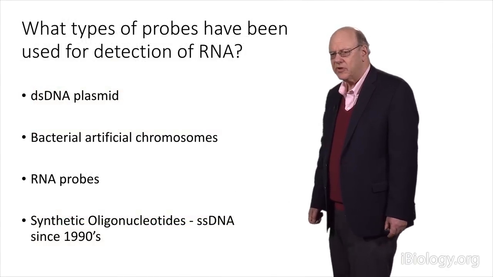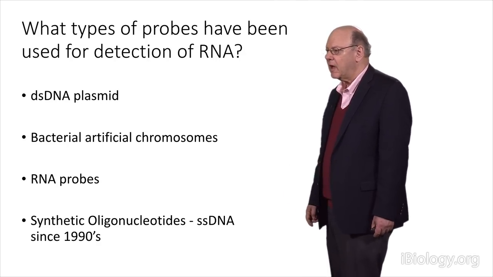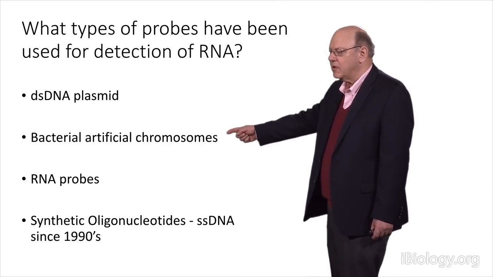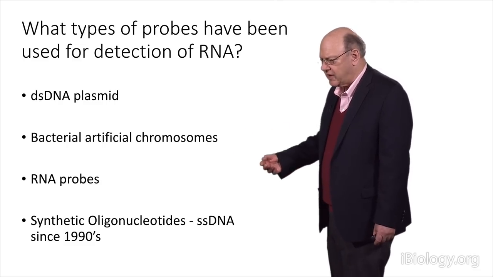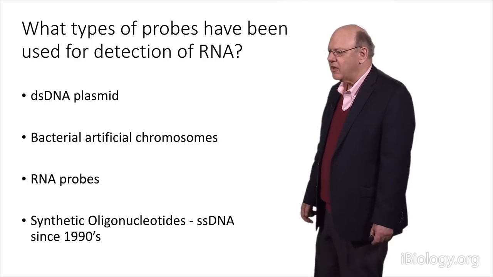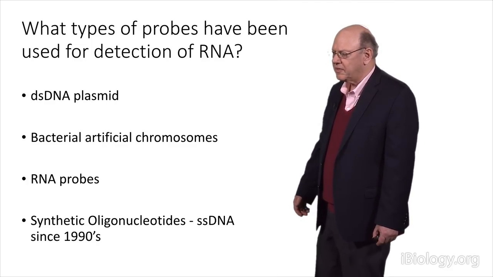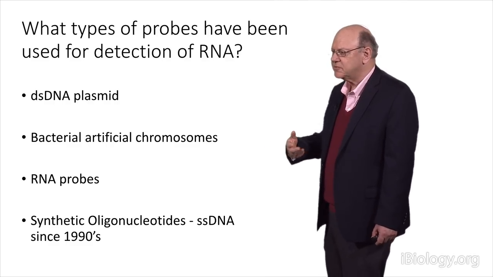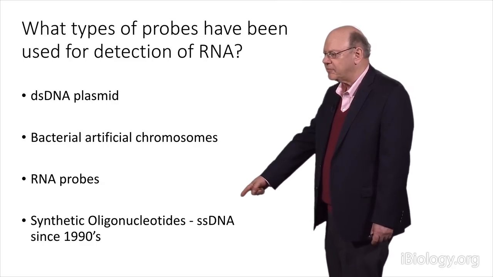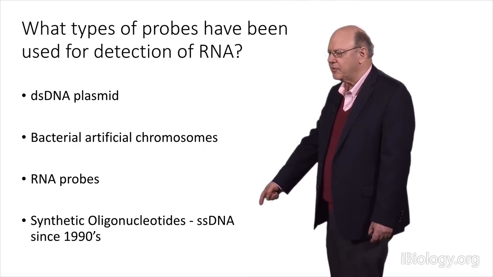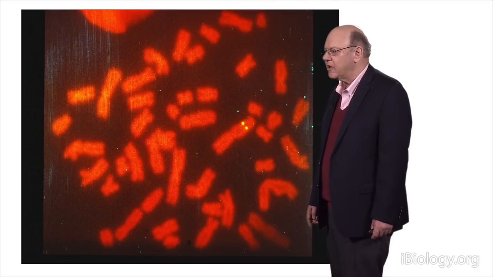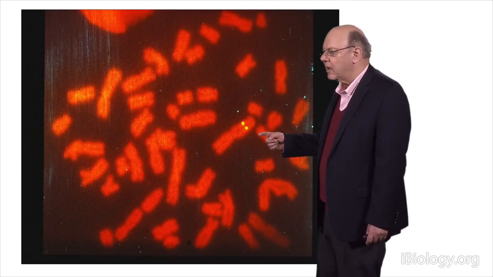So originally, we went through a series of probe development. First, you can use a double-stranded DNA plasmid or bacterial artificial chromosomes or RNA probes. And all of these are labeled by enzymatic methods, which copy the double-stranded DNA. And all of them cause problems because the double-stranded DNA self-hybridizes and causes spurious signals. So that wasn't a very good approach. And it was only in the 90s that we developed single synthetic oligonucleotides that were coupled to fluorochromes that could be used as probes.